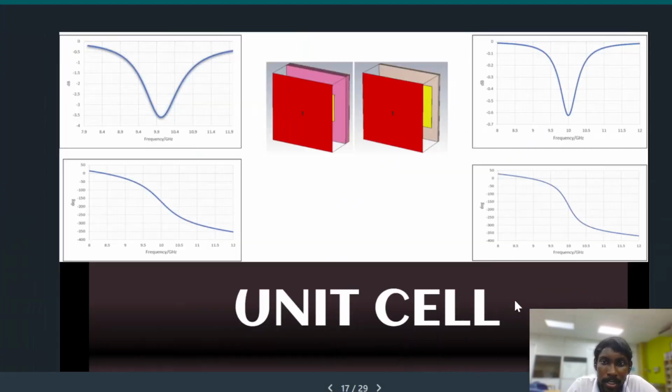These are the unit cells. There are 2 types of unit cell I constructed: one is FR4 and one is Roger. You can see the results. This is loss and this is phase. The right side is from FR4 and the left-hand side is for Roger.